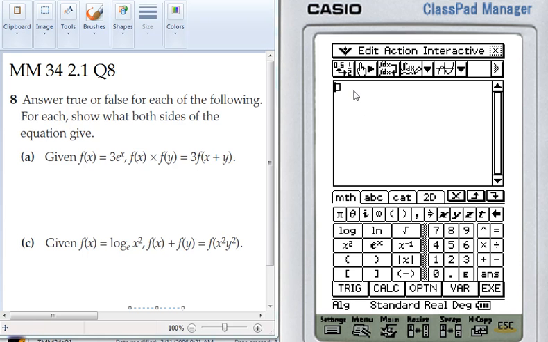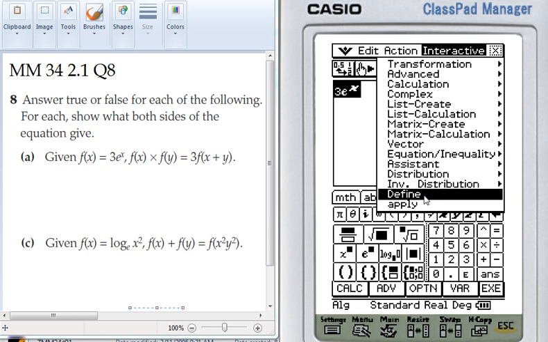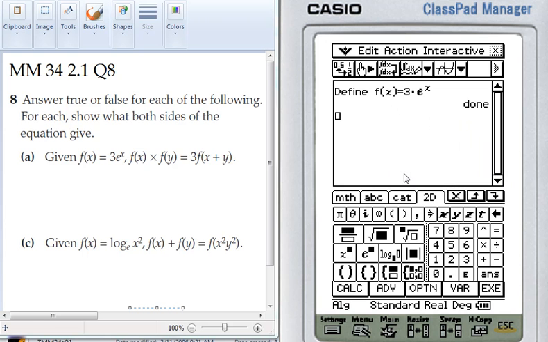Given f of x equals 3e to the power of x, well, it's an exponential, so I'm going to define the function. So I'll go over to the calculator. 2D, e to the power of x, select Interactive, Define. I'll define that as f of x, and that's been done.